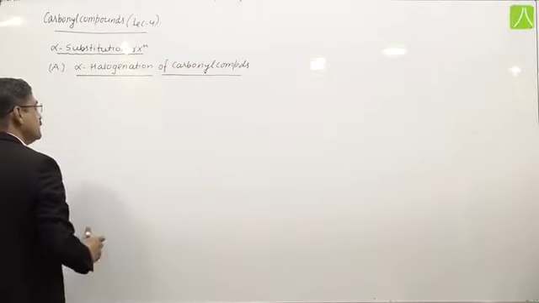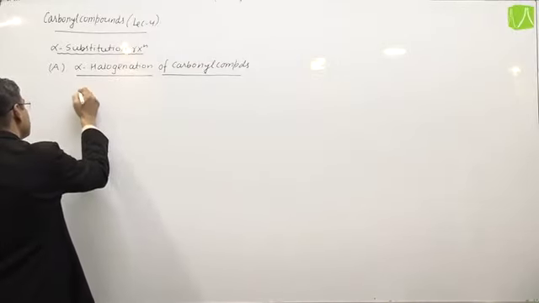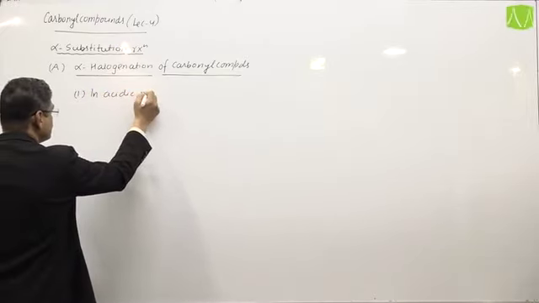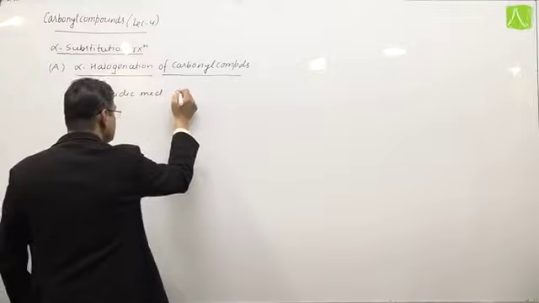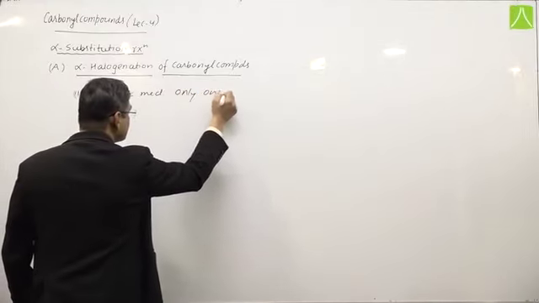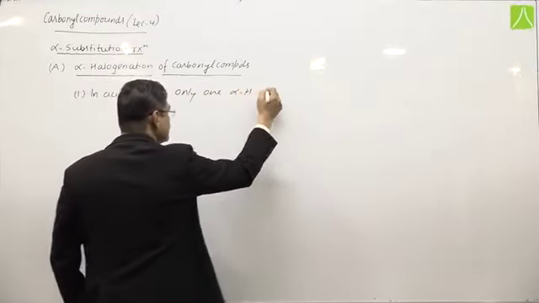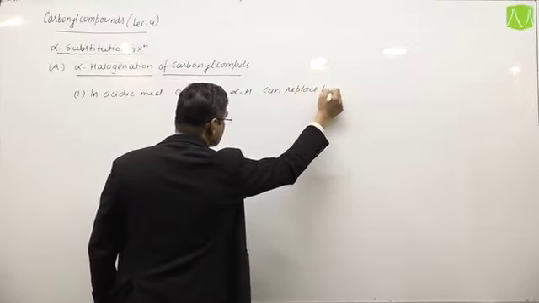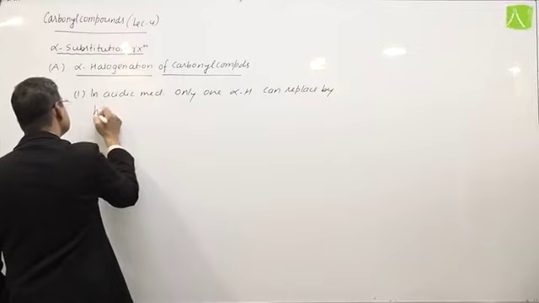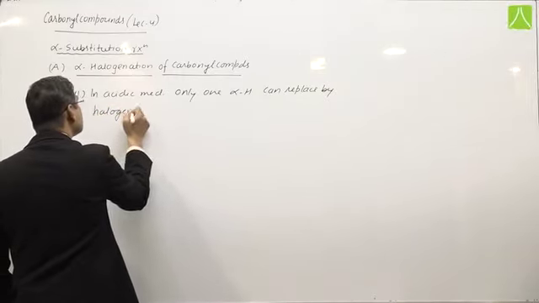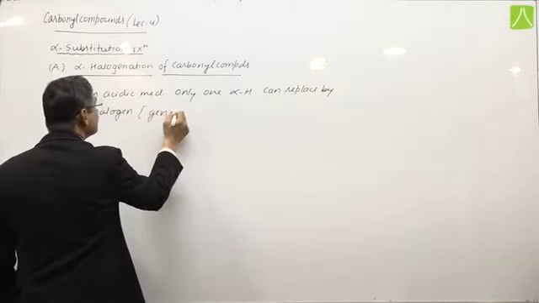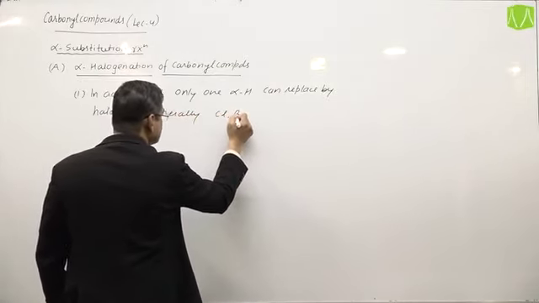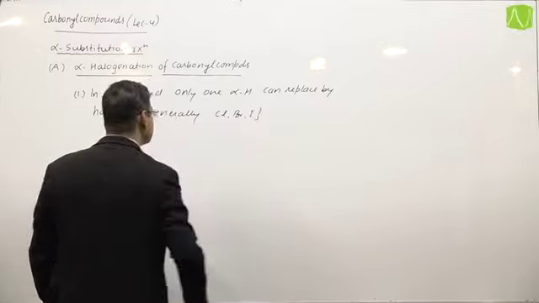It is possible in both media. So first, in acidic medium, only one alpha H can be replaced by halogen. Generally chlorine, bromine and iodine are taken.